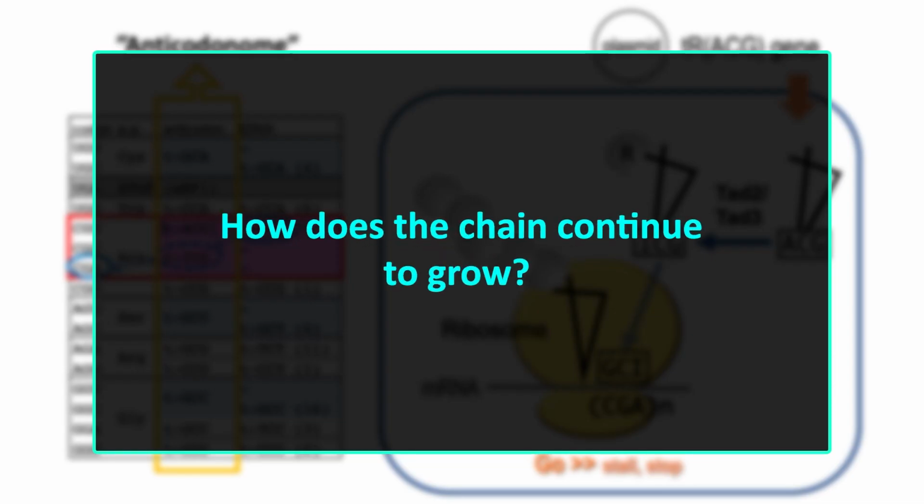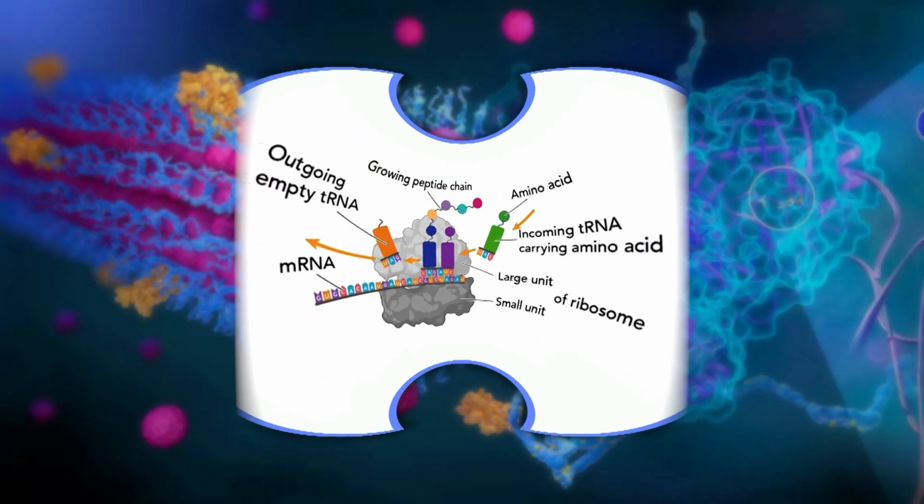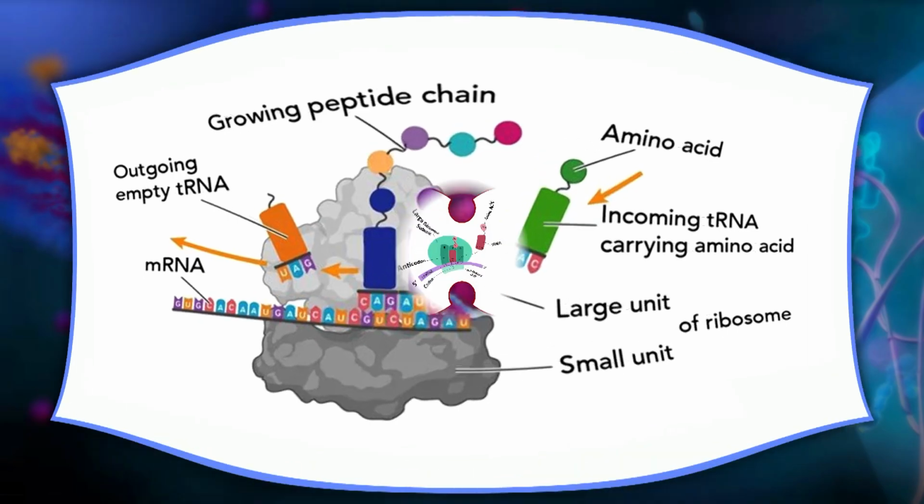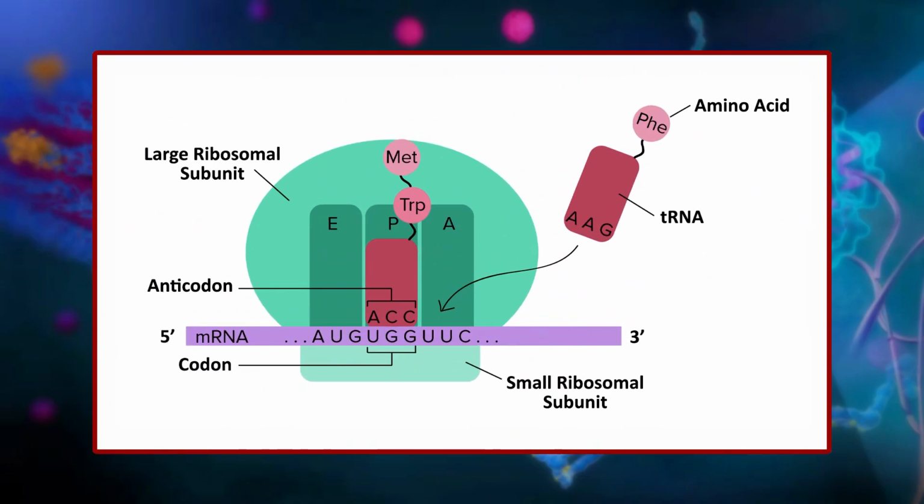Dear students, but the question is, how does the chain continue to grow? Once the peptide bond is formed, the mRNA is pulled onward through the ribosome by exactly one codon at a time. This shift allows the first empty tRNA to drift out via the E site or the exit site of the ribosome. It also exposes a new codon in the A site, so the whole cycle can repeat again and again.